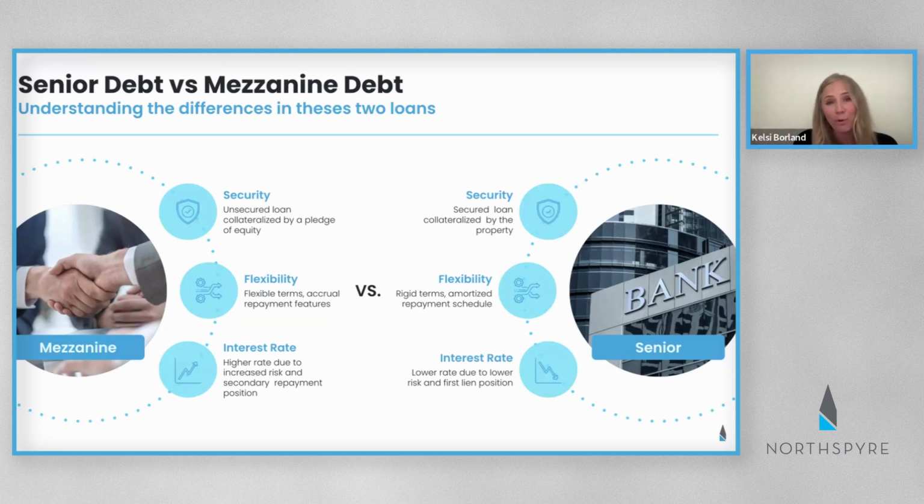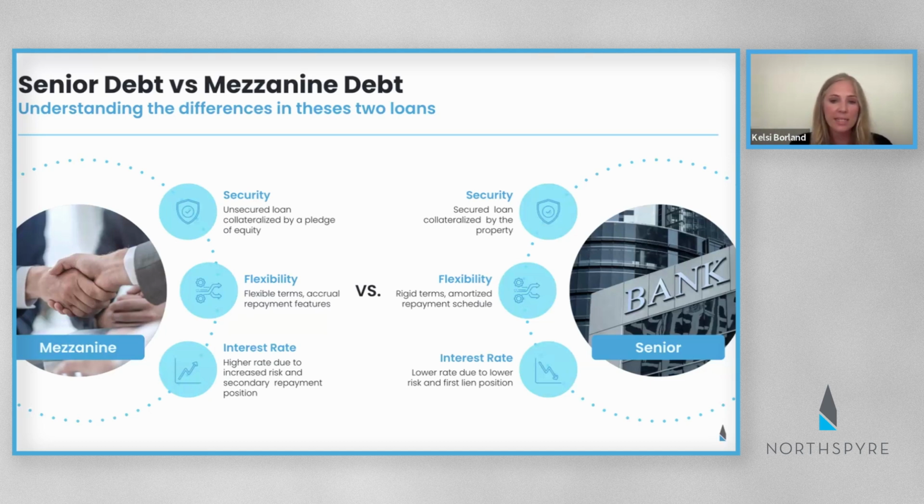So it's a very important feature for developers who either aren't cash flowing on their property yet and don't have any cash flow, or have some cash flow and need to preserve it, maybe to finish out a second phase of the property. You have an accrual repayment feature on mezzanine debt, so it can be really important. A lot of times you'll see a construction loan in a senior position backed by some mezzanine capital. Very common in real estate development.